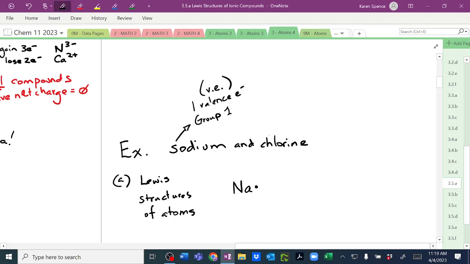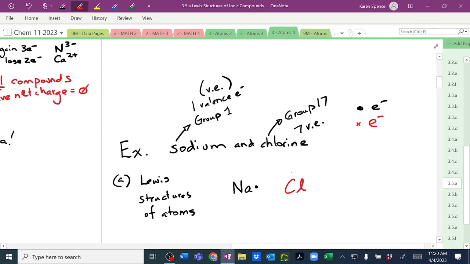Chlorine, what group is chlorine? 17. It is a halogen, and therefore how many valence electrons? 7 valence electrons. So when we draw chlorine, and I'm going to draw it in a different color here, and also I'm going to make these little X's, those are also going to be electrons, okay, just so you can see the difference between them. So we have these guys, which are electrons, and the little X's, which are electrons.